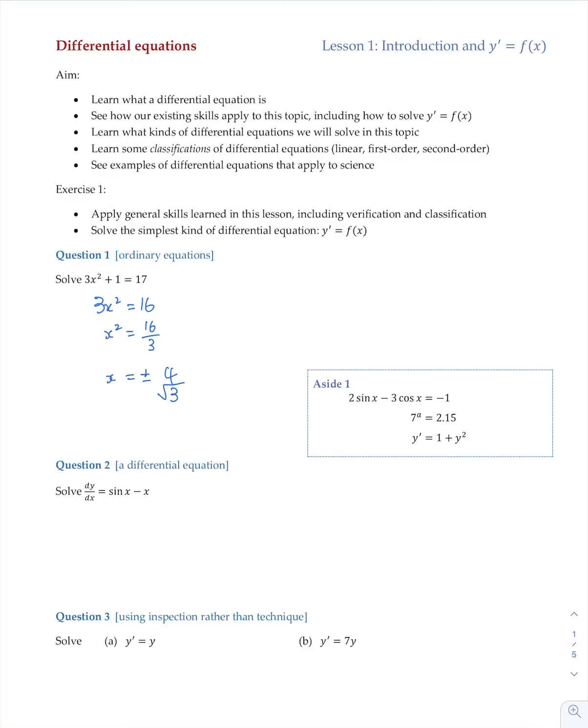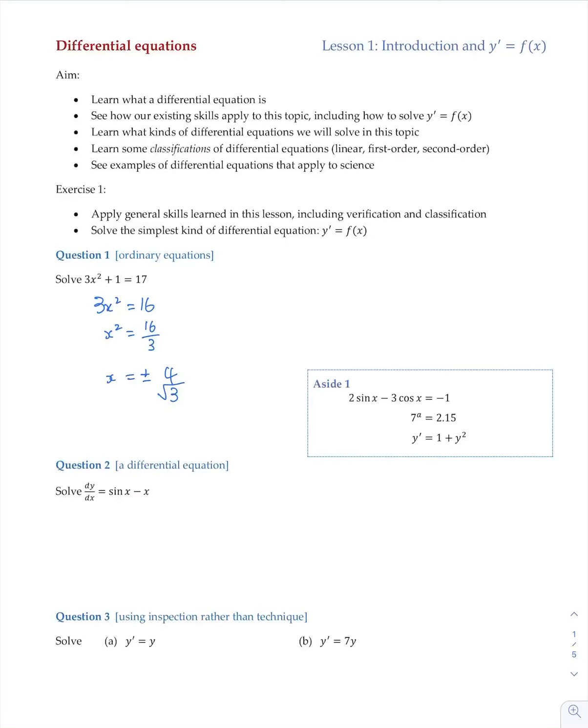And if we look at this aside here, then we've got a trig equation here. If you solve that, you'll get a number. There are infinitely many solutions to that equation. This one, you'll get a number. a will be somewhere between 0 and 1. So only one solution in the real numbers. And here, y dash equals 1 plus y squared. Well, that's an equation, but it's a different kind of equation. Spoiler alert, it's a differential equation.